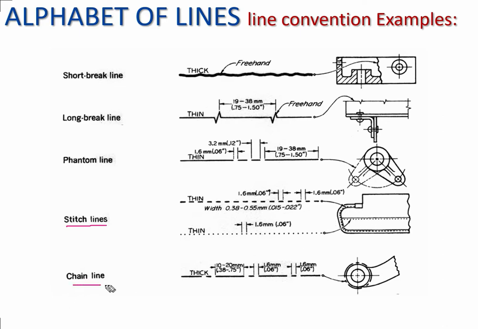And we have the chain line. Chain line, like the stitch line, guys, is a special requirement for a surface. As you see, it's like the center line, but thick, not thin, with long, small dashes. The stitch lines are for stitching and the chain lines are for other special requirements.